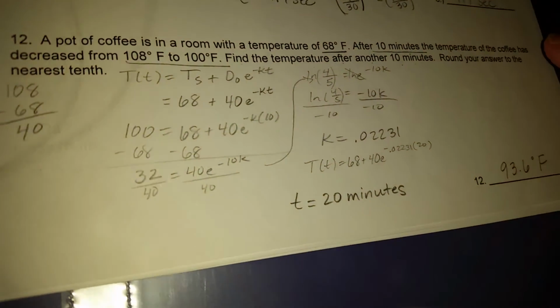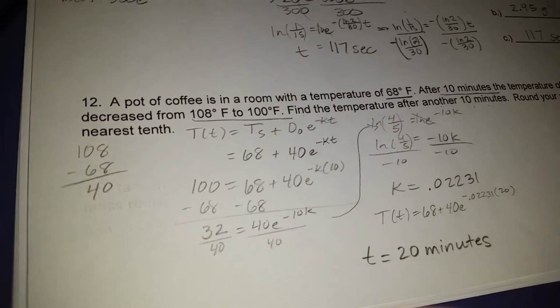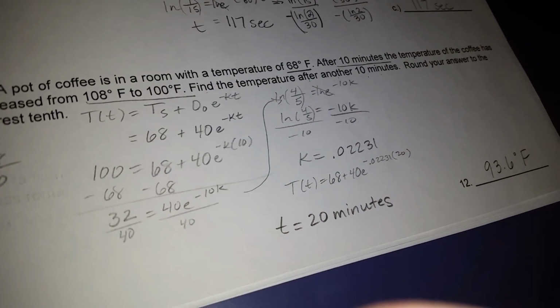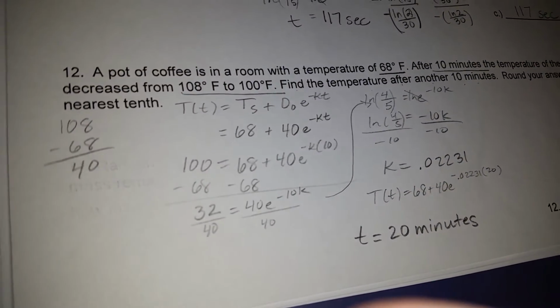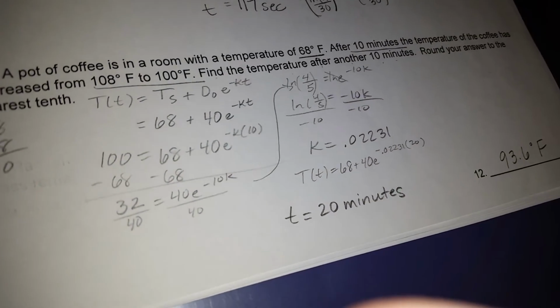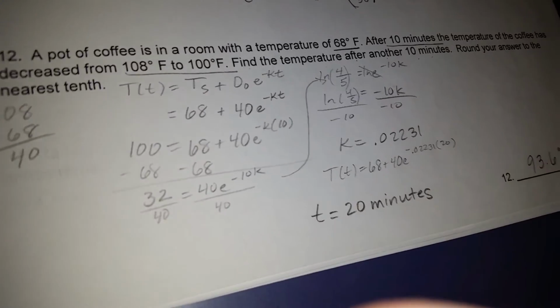All right, number 12. So we have a pot of coffee in a room with a temperature of 68 degrees. After 10 minutes, the temperature of the coffee has decreased from 108 to 100. Find the temperature after another 10 minutes. Round your answer to the nearest tenth.